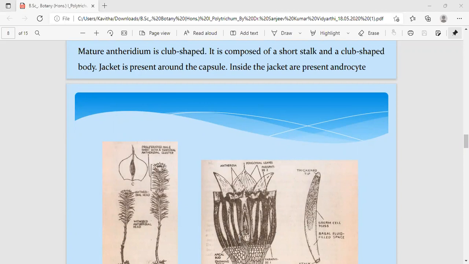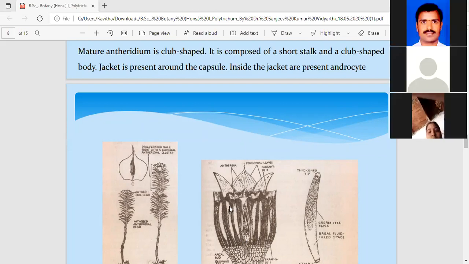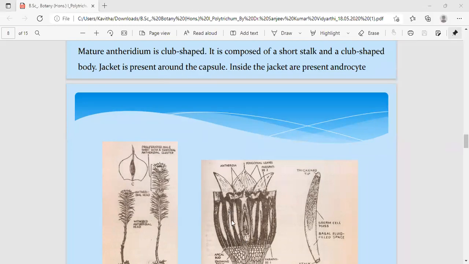So with the help of this stalk, it is attached to the apical region of this main axis of the plant body. Next, each antheridium is again surrounded by a jacket layer of cells. That's why I told you in the starting only, it is a common point in all the bryophytes that the sexual organs are surrounded by a single layer of jacket layer.